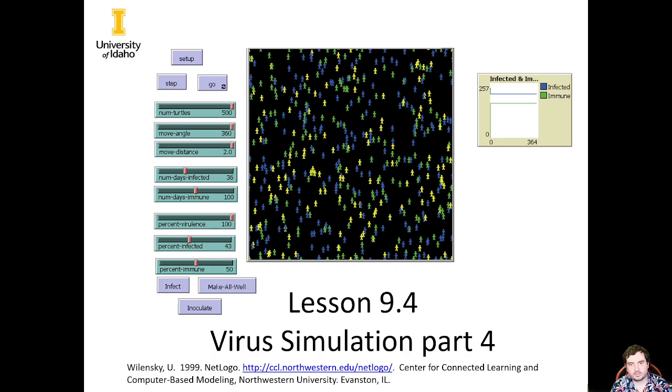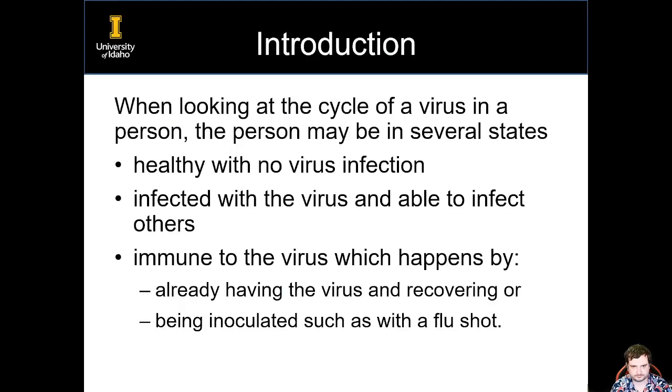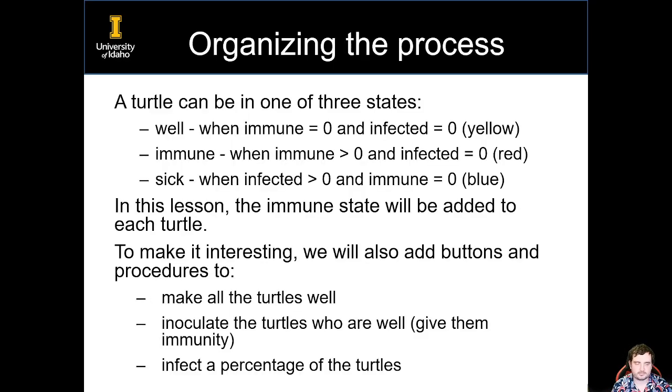Alright, so we're going to work our way through this and add a little more functionality. When looking at the cycle of a virus, the person can be in one of several states. They can be healthy, but have no virus infection and no immunity. They can be infected with the virus and be able to infect others. And the final state is that they can be immune, which happens either by already having the virus and getting better, or by being inoculated with something such as a flu shot or a vaccine of some sort.